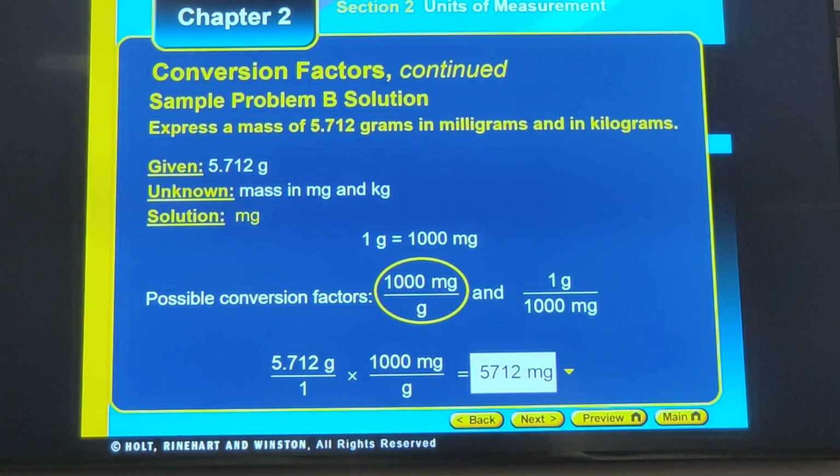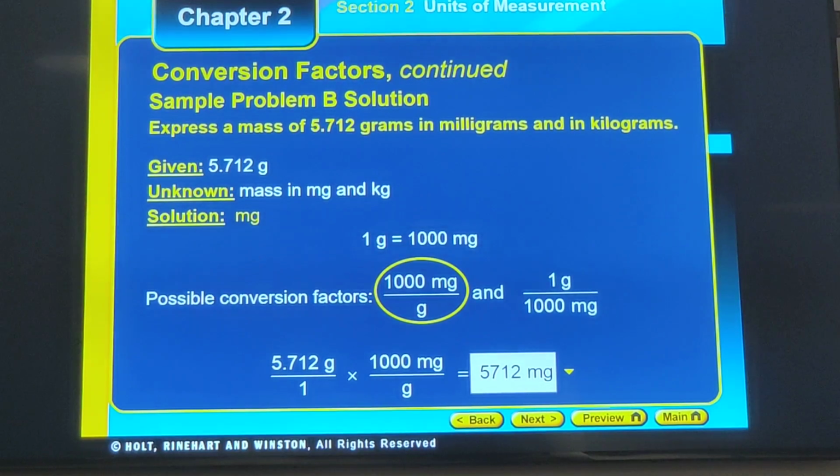And so I write down what's given, my 5.712 grams over 1, and then I write my conversion factor in such a way that my grams will cancel out. I want my grams to cancel out, because I want my answer to be in milligrams. So I'm just going to take grams multiplied by 1,000. My answer is 5,712 milligrams.